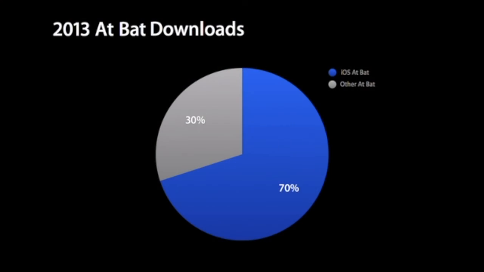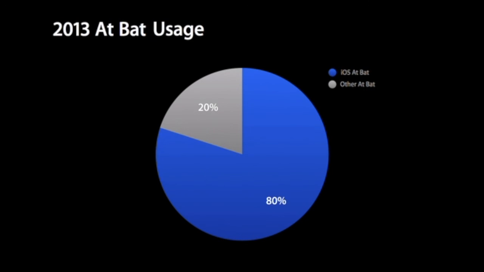So let's look at the results. At-bat downloads on iOS devices, you're looking at 70% compared to 30% for all the other devices combined. Usage, 80% of our usage is on iOS devices. And revenue, 85% of our revenue is coming from iOS devices.